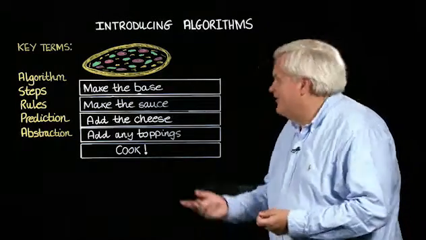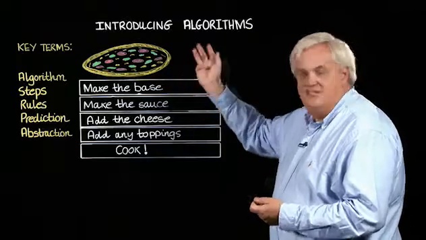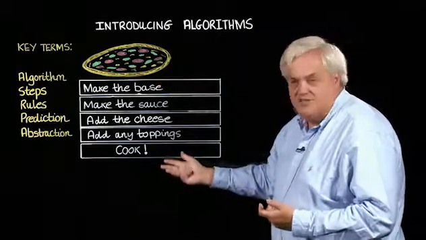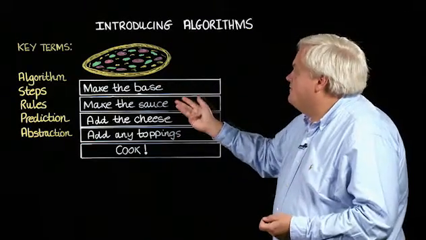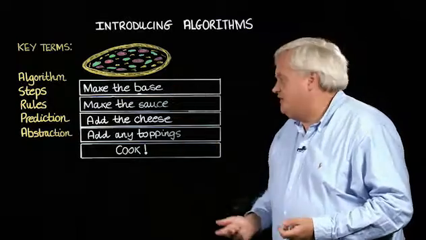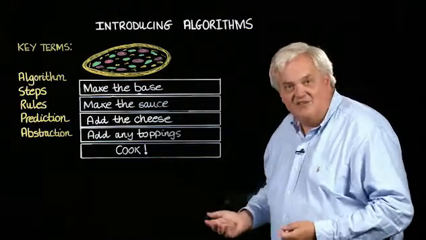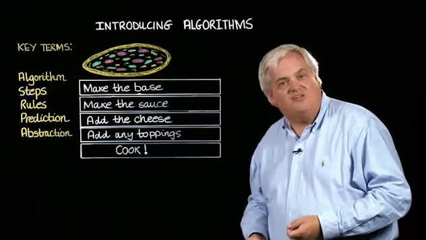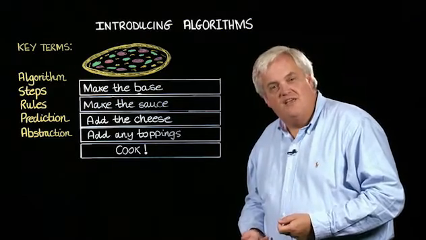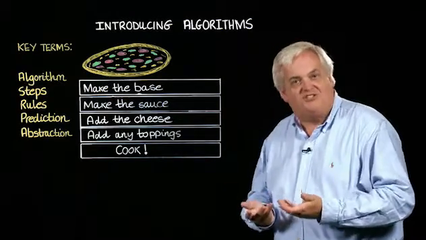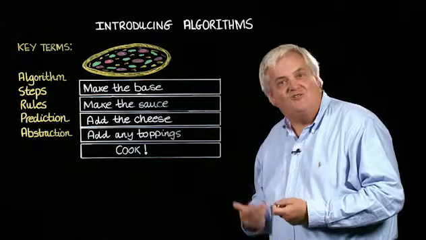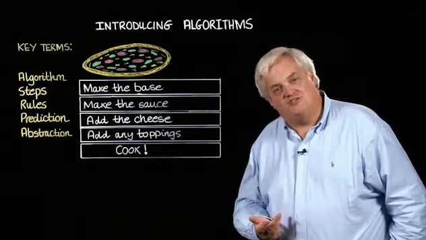A slightly more complicated version would be to take the idea of how to make a pizza and break it down into a small sequence of steps here. Start by making the base, then make the sauce, add the cheese, add any other toppings, and finally, of course, put that into the oven to cook. And we'd want our pupils to make predictions about what will happen if you follow that sequence of instructions.